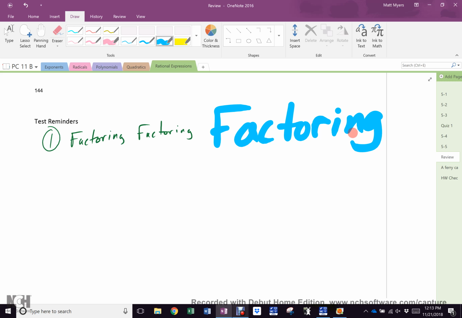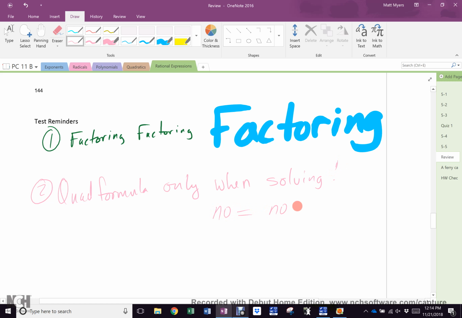Quadratic formula. When would I need that? Quad formula only when solving. Is solving simplifying? No. So if there's no equal sign, there's no quad formula. No equals, no quad form. Everything else is grade 5, isn't it?